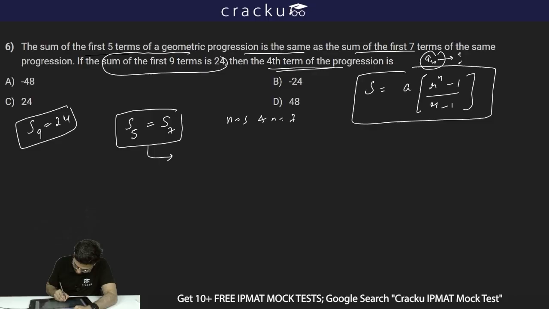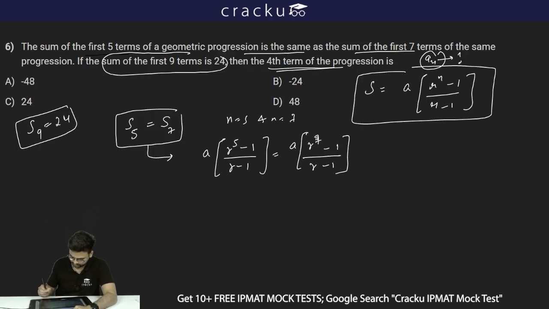So this is saying that a into r to the power 5 minus 1 upon r minus 1 is equal to a into r to the power 7 minus 1 divided by r minus 1. So this r minus 1 gets cancelled, a and a get cancelled. So I am left with r to the power 5 minus 1 is equal to r to the power 7 minus 1. This minus 1 gets cancelled.